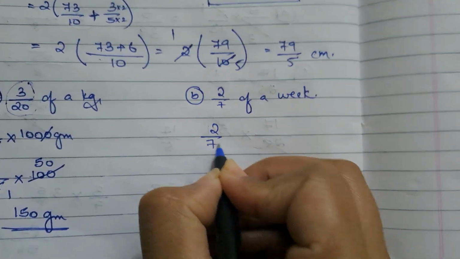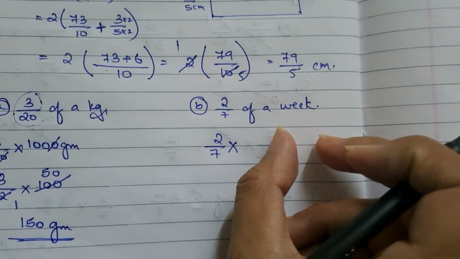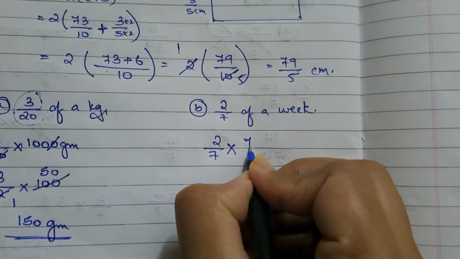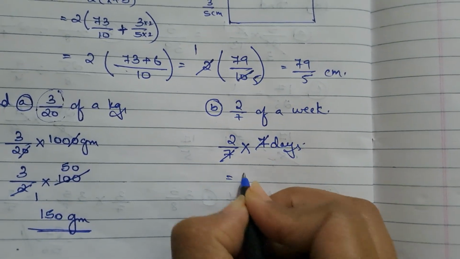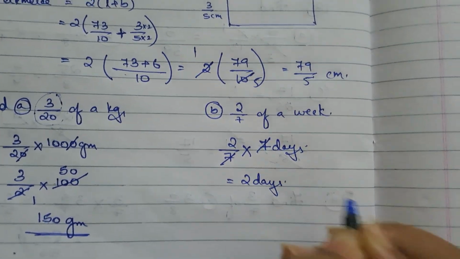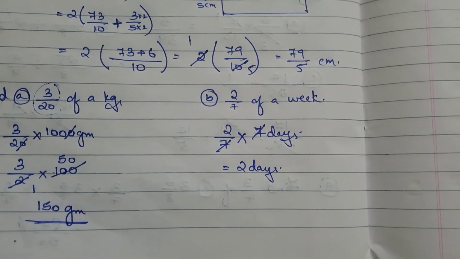2 by 7 of a week is multiplication. A smaller unit of week is days. So how many days you have in a week? It is 7 days. Okay, so that goes as 7 7 is cancelled. I'm left with 2 days only. What am I left with? I'm left with 2 days only in here.